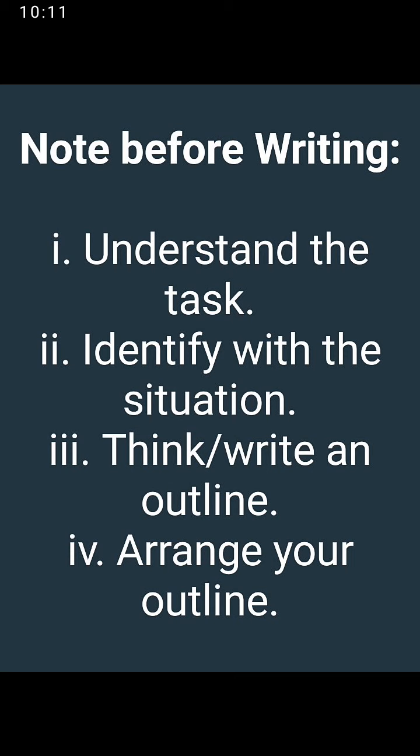Number 3, think and write an outline. This is the next thing you want to do. You've put yourself in the situation. You can now see things clearly. All you need now is to think, what are the things I need to write in this story? Or what are the things I need to write in line with what the question requires of me?